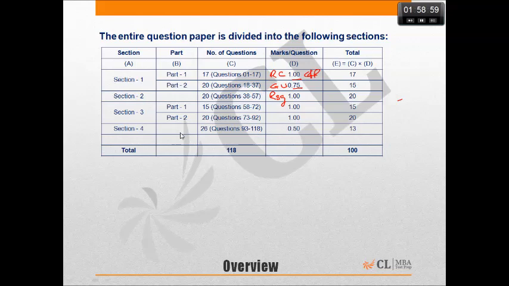Section 3 part 1, this is DI. So it is DI, how many data sets? 1 data set, huge amount of data in the first one. Second, again 2 tables but huge data set. Third one, 3 charts, combination graph. So it is DI 3 sets, about 5 odd questions per set.